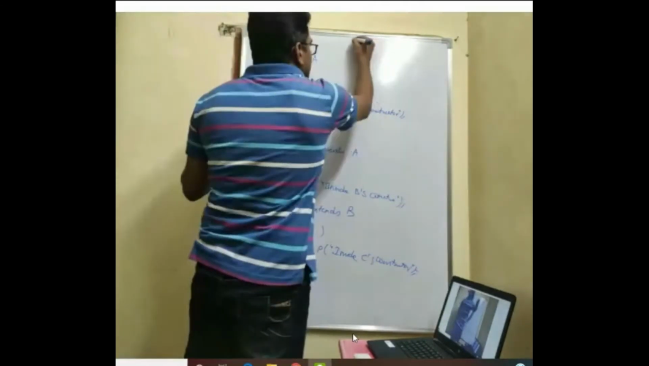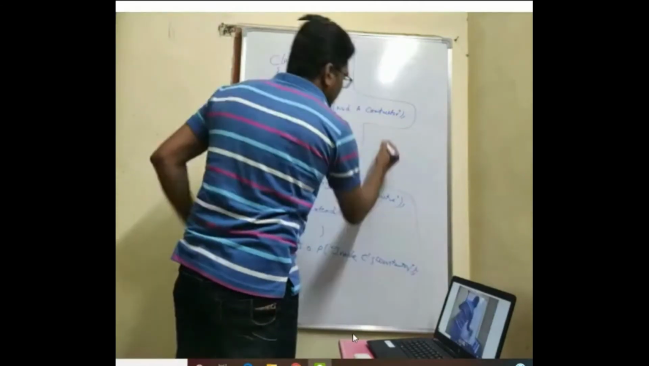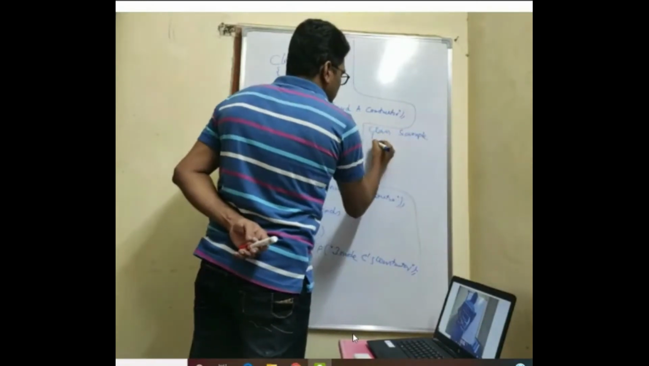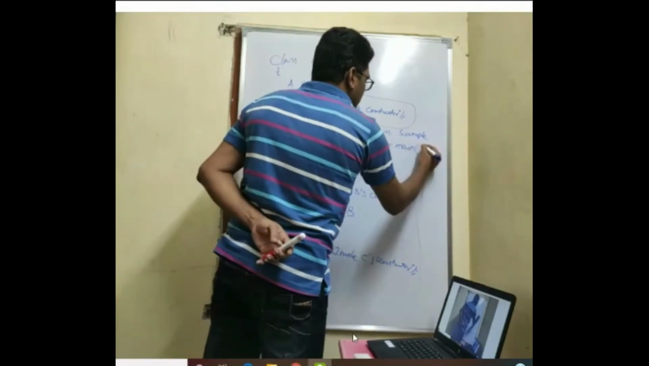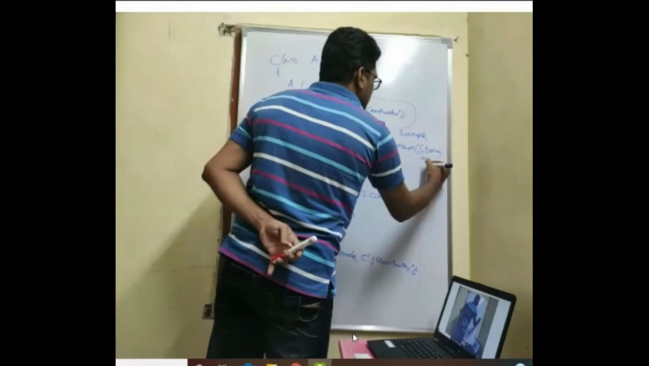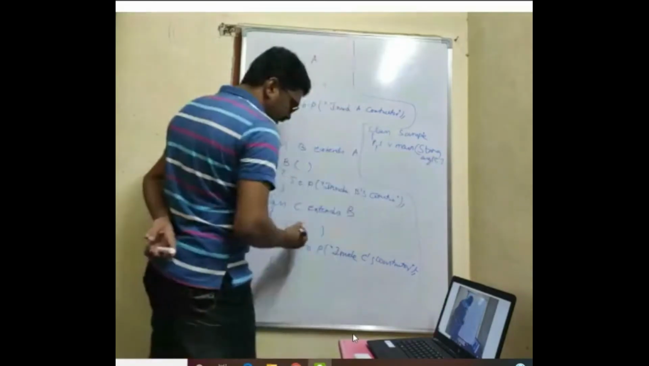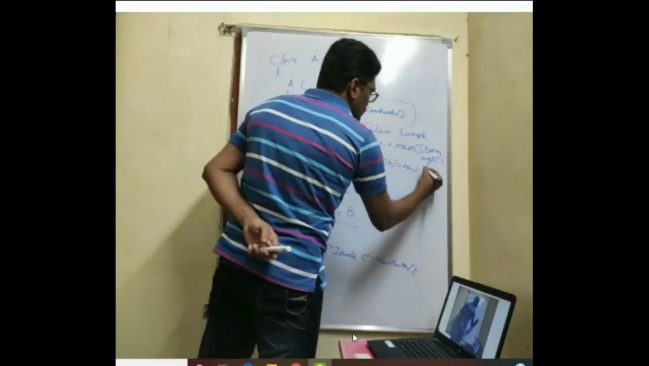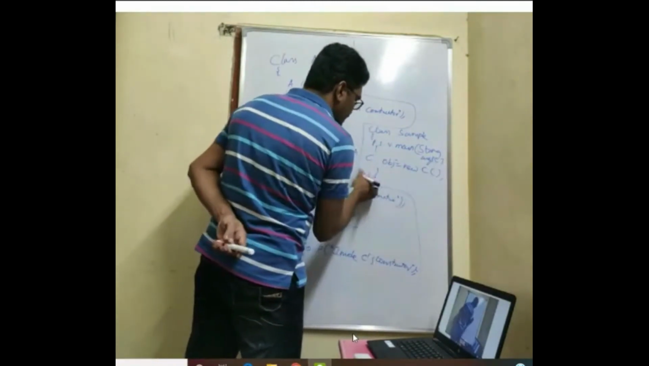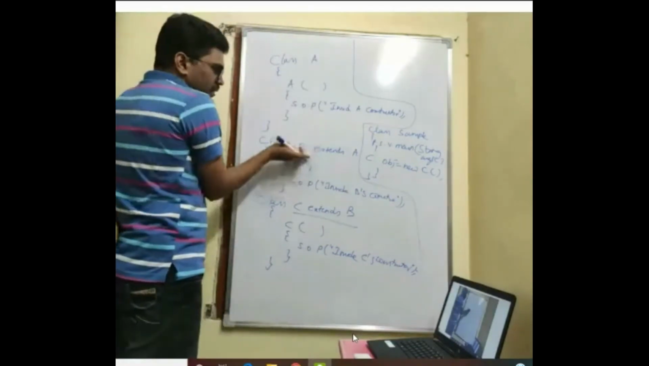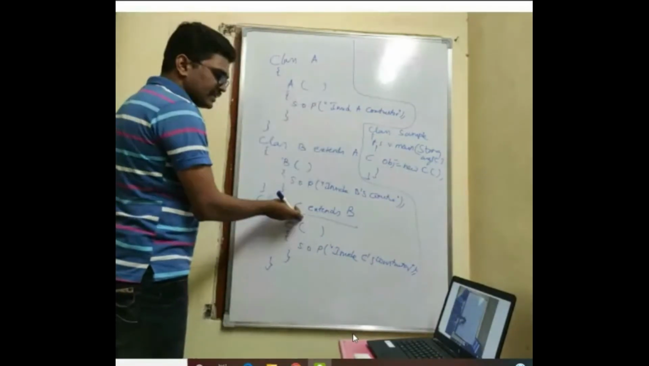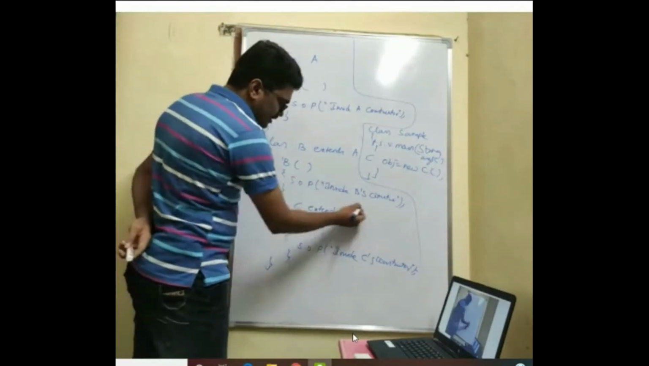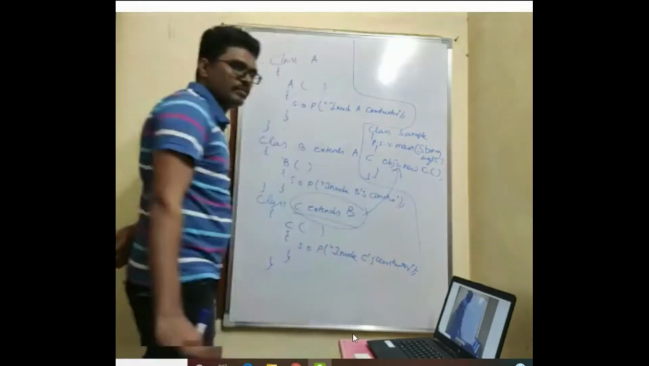I'll write main here. Suppose class sample, public static void main, string args. Now I'll create an object only for the derived class. C obj is equal to new C. I'm having three classes: class A, class B, where class B is inherited from class A, and class C is inherited from class B. I'm creating an object only for the derived class. We already know this logic. We always create an object for the derived class.